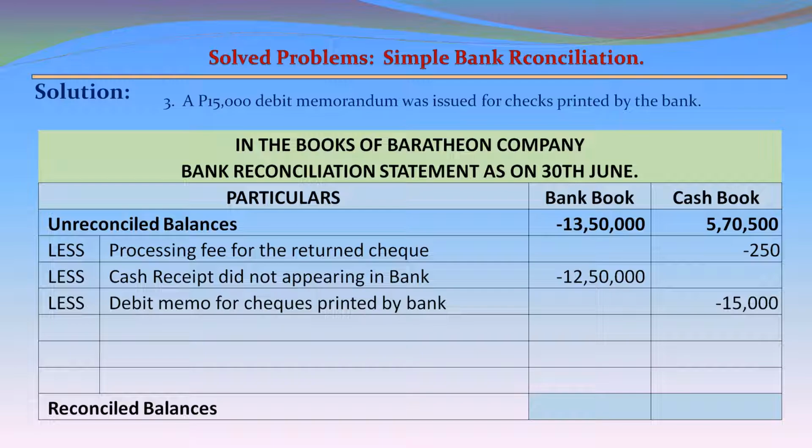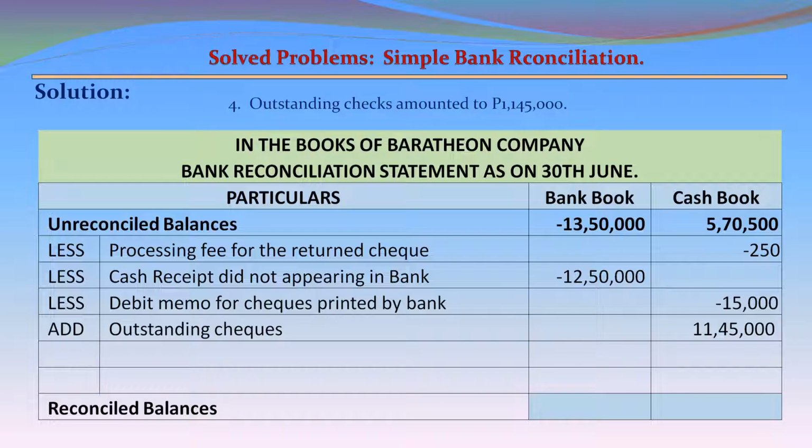Adjustment 3. A 15,000 debit memorandum was issued for checks printed by the bank. This is an entry made in the bank book. So they charged our account, they reduced our balance. So we have to reduce our cash balance also by 15,000. Debit memo for checks printed by bank, 15,000 less. Adjustment 4. Outstanding checks amounted to 1,145,000. This is an entry recorded in the bank and not in the cash book. So we have to add our balance by 1,145,000.